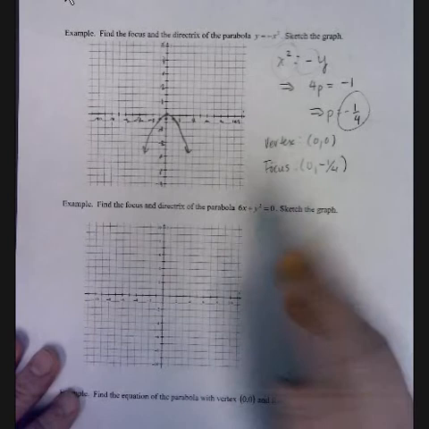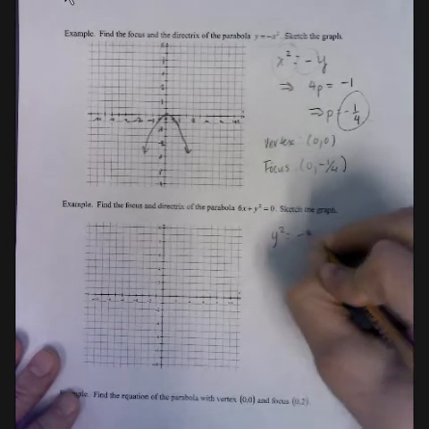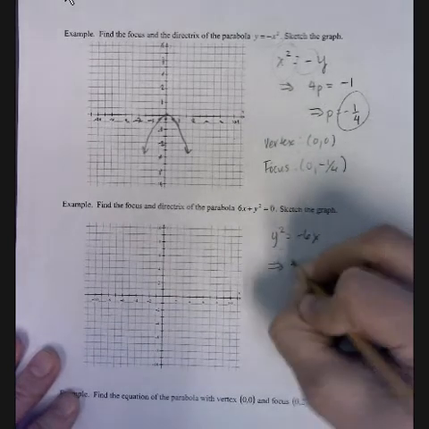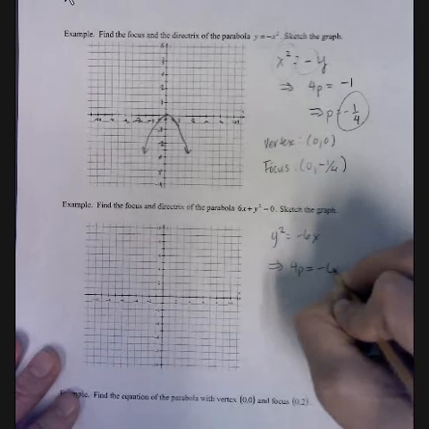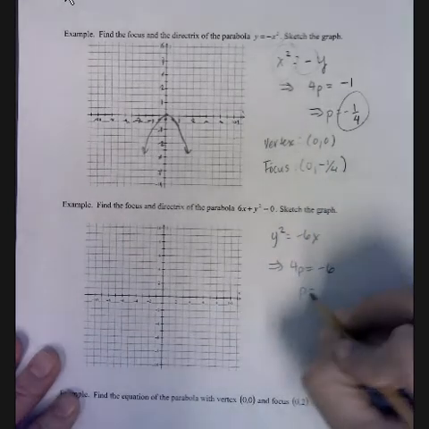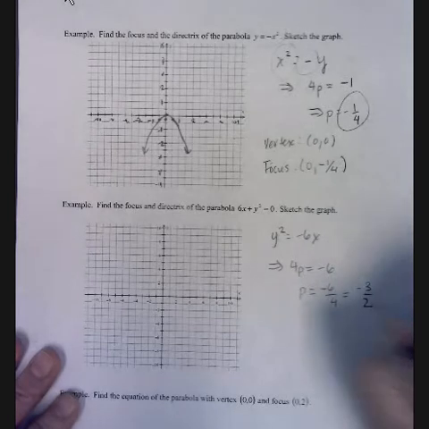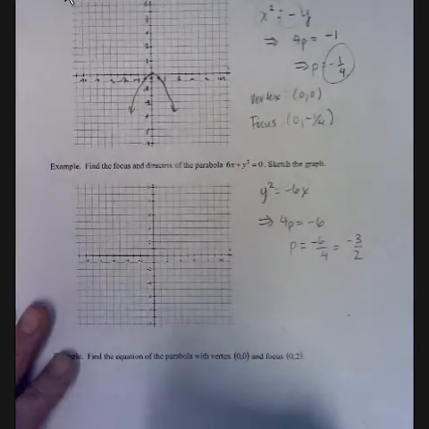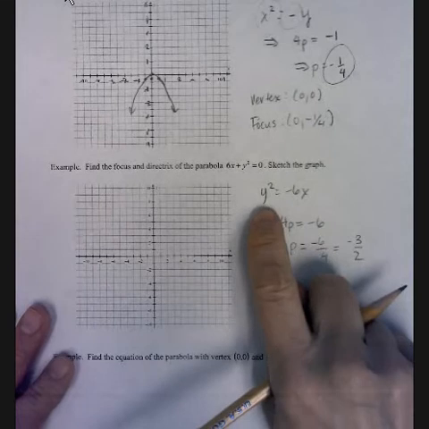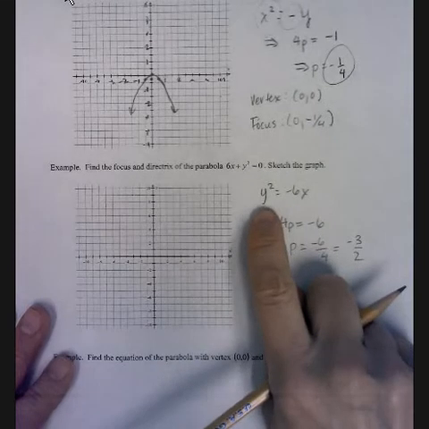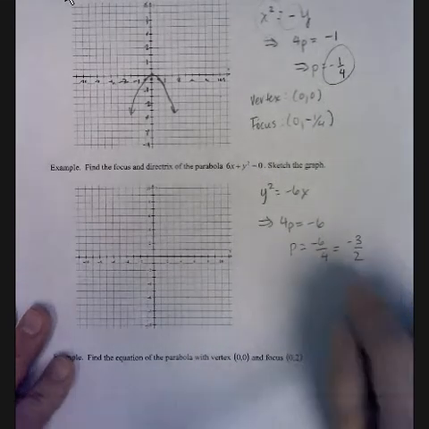So y squared is -6x. That implies that 4p equals -6. So p equals -6/4, which is -3/2, or -1.5. Now, because this is y squared, this opens right or left. P is negative, which tells us it opens to the left.